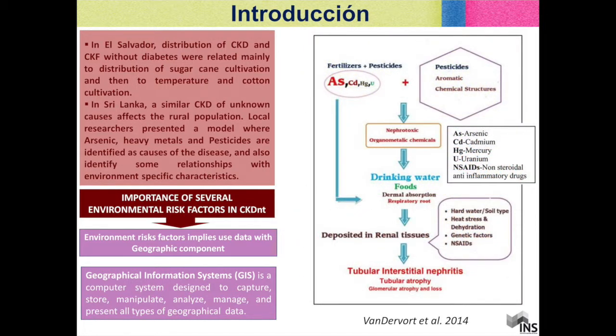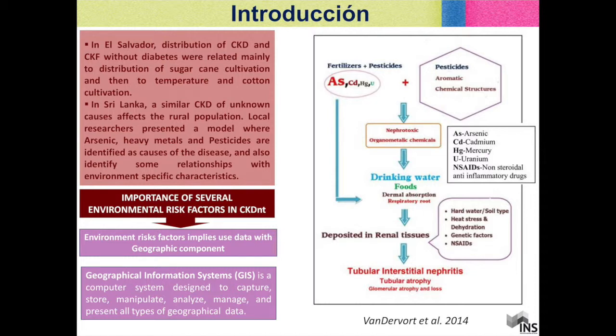In Sri Lanka, a similar CKD of unknown causes affects the rural population. Local researchers present a model where arsenic, heavy metals, and pesticides are identified as causes of the disease, and they also identify some relationships with specific environmental characteristics. The flowchart in the picture shows the relationship with different variables considered by the Sri Lankan researchers. These recent investigations show the importance of the environmental risk factors in CKD of non-traditional causes.